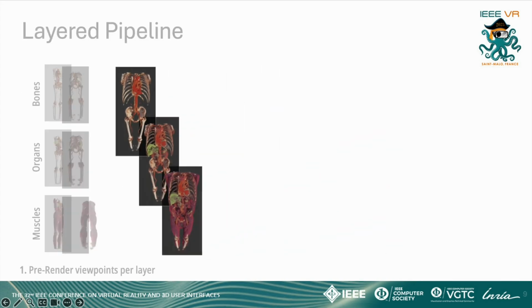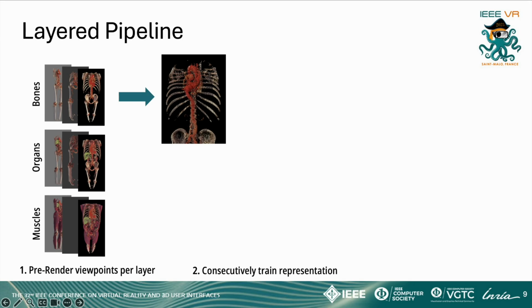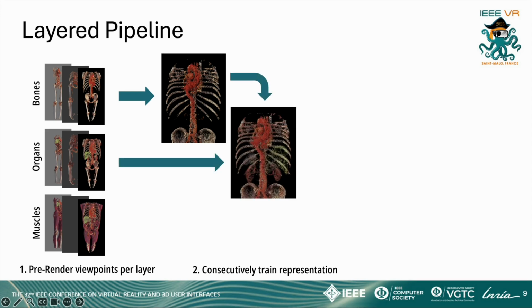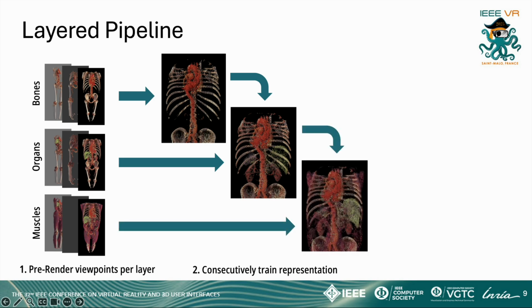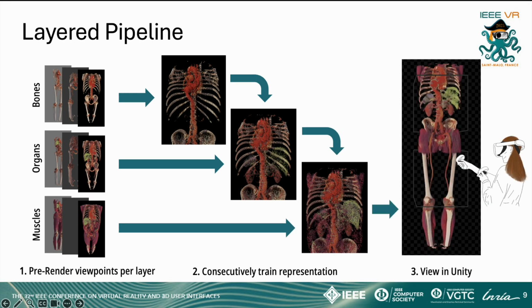Our updated pipeline would now look as follows. We first pre-render multiple viewpoints for each layer. We then start training the first layer. As soon as the Gaussian splatting version of this anatomy is done, we train the second layer, using the images as well as the previously trained representation as input. This process is repeated until all layers are trained. We then export all layers together in a single Gaussian splatting representation, which we can view and interact with in VR on various devices.